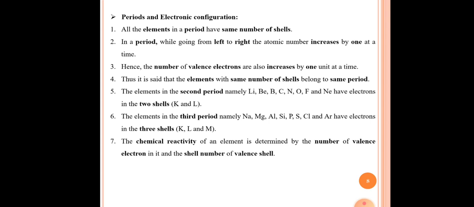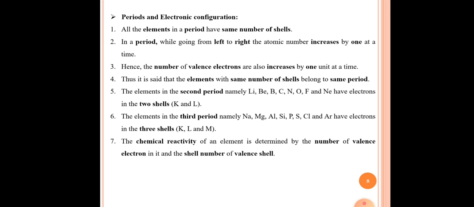Actually, whatever the number of elements present in a group as well as in a period. Okay, so in case of a group, the same number of valence electrons are present. Okay, and in case of a period, the same number of valence shells or orbits are present. The number of orbits or number of shells is the same in case of elements belonging to a particular period.